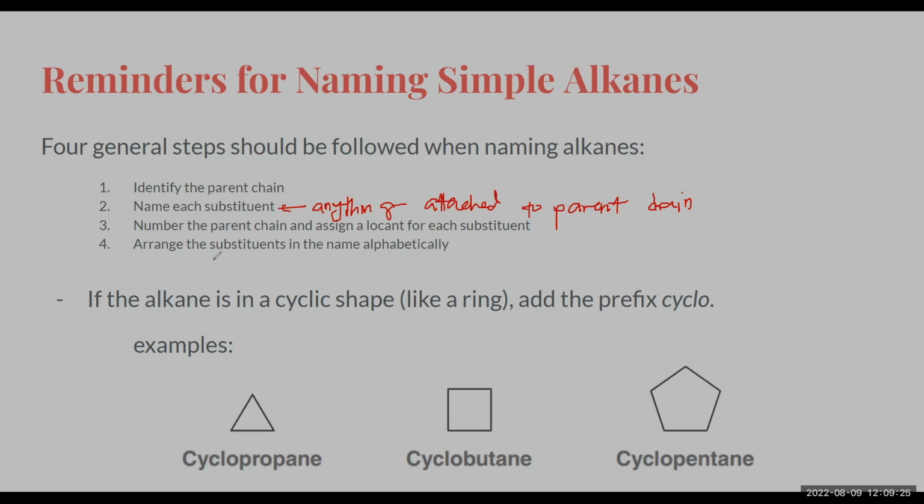And then afterwards, you want to number that parent chain and then assign a locant for each substituent. So what that means is, let's say we take this bottom example, cyclopropane, and let's say we had a branch hanging off of it. What I'll do is number each carbon in that carbon chain and then assign a locant. So on the 1 position, there is this methyl group hanging out. And that's basically what that means. And then afterwards, at the very end, you'll want to arrange the substituents in the name alphabetically.